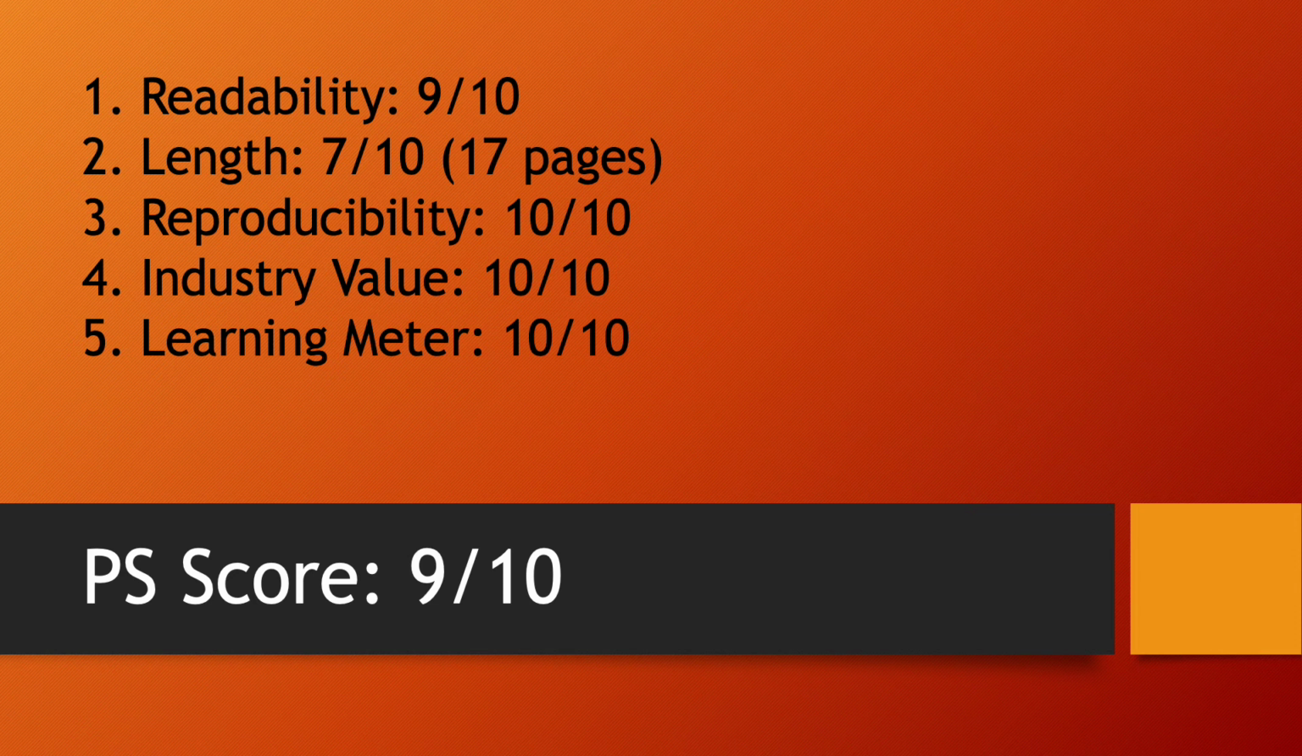It's a 1979 paper and it's still valid today. B trees are an important part of many DBMS systems, so it gets 10 out of 10. I learned quite a bit about B trees and its variants, so it gets 10 out of 10. So the overall PS score is 9 out of 10.